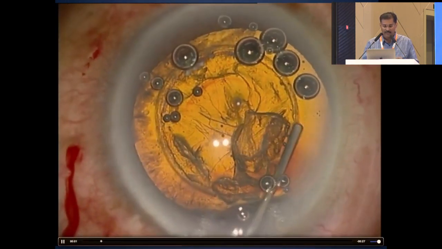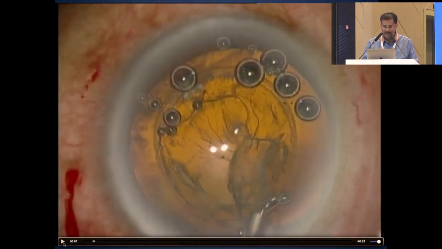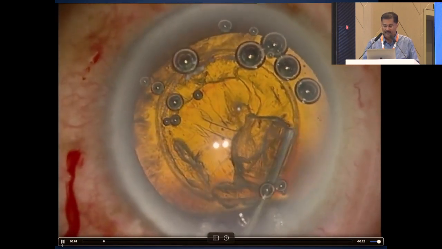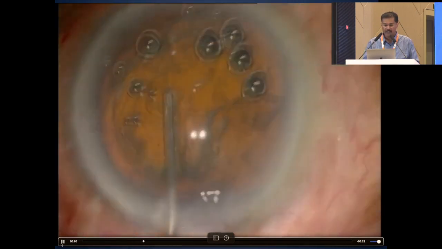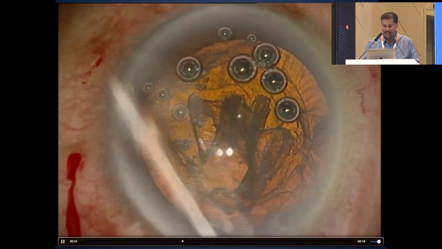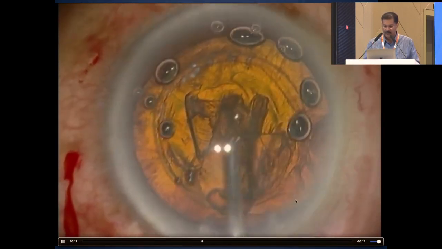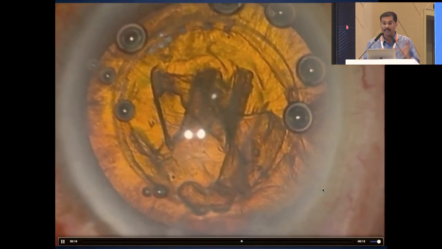So please look at this, the same case. At the beginning, you can see the margin of the opening. It's completely intact, especially here. Please focus here. It's completely intact. I do a hydrodissection, a regular hydrodissection. It goes to the opposite side, I stop, and I tumble the lens a little bit. And now please note here, this point, can you see this line and this line, it has given way.